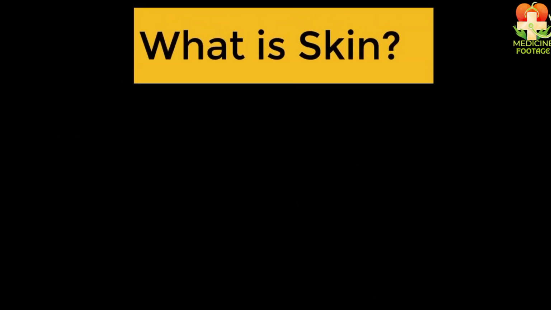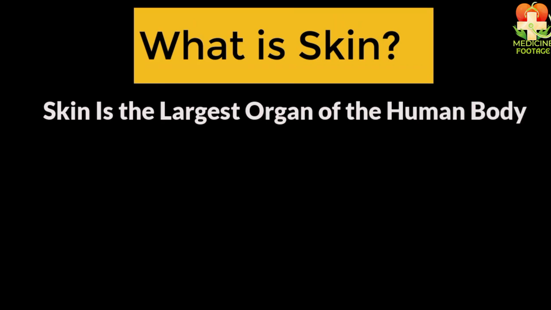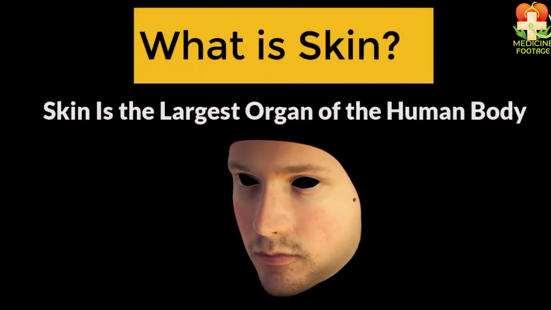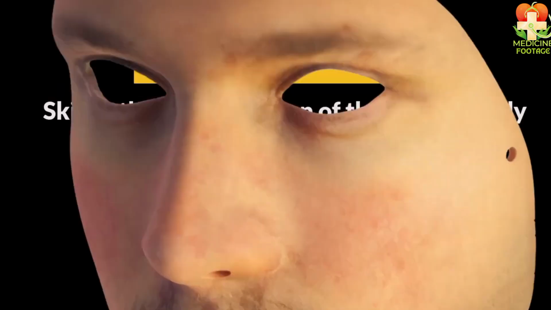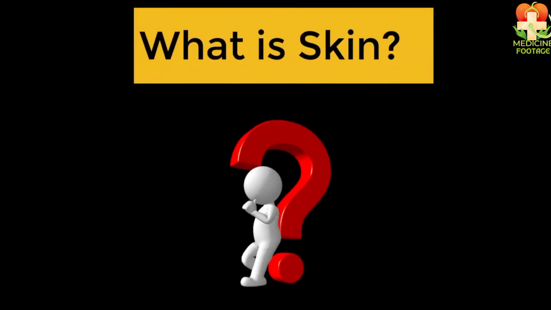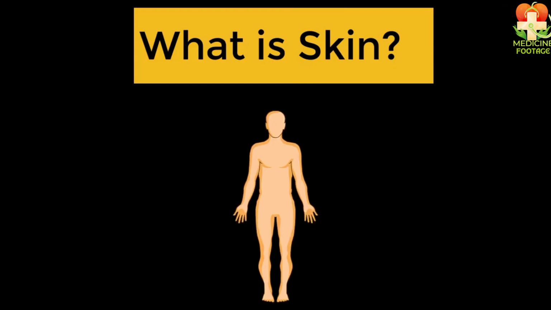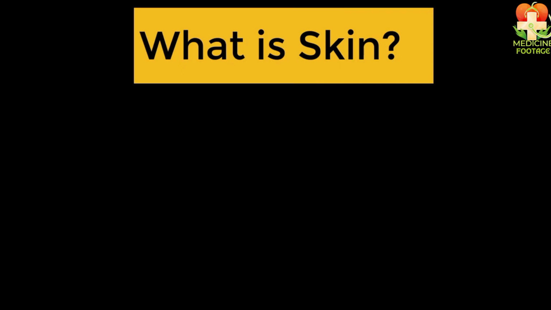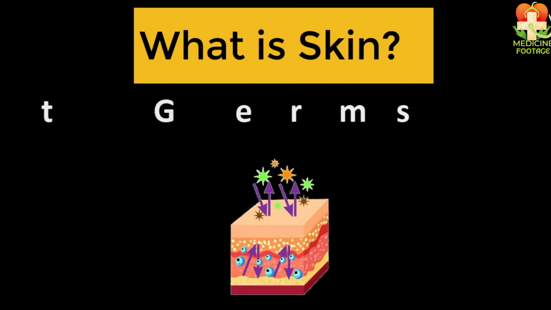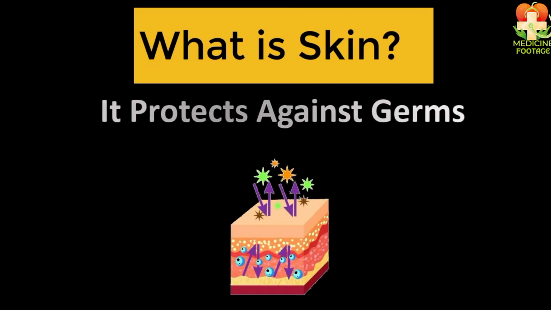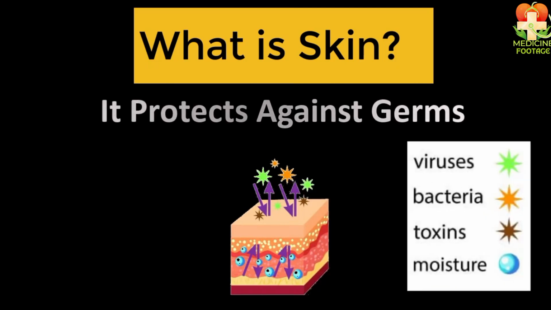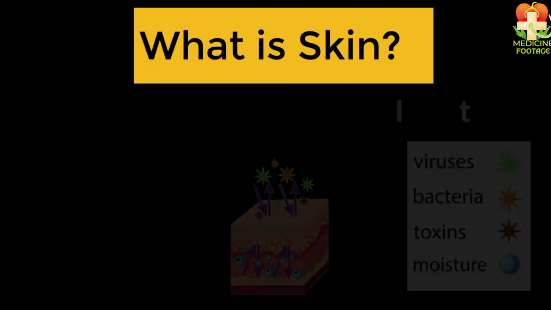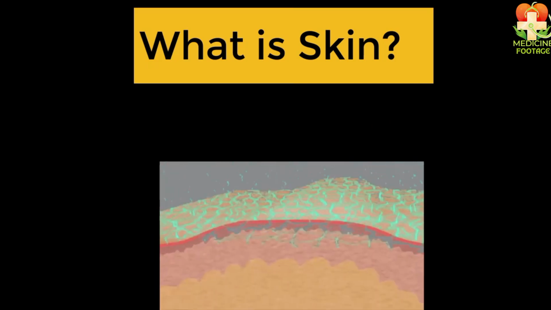Let's begin. First, we will talk about the skin. The skin is the largest organ of our body. Now, you might be wondering how it is the largest organ. The answer is, the skin covers our entire body from top to bottom, from the head to the feet. Another important fact is that the skin protects us from external pathogens, like viruses and bacteria. In short, no pathogen can penetrate healthy, intact skin.